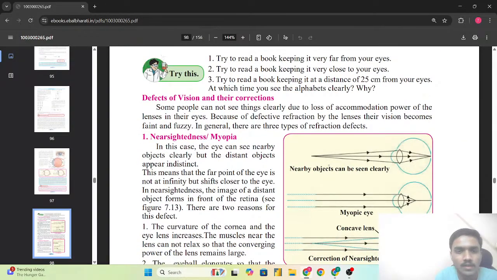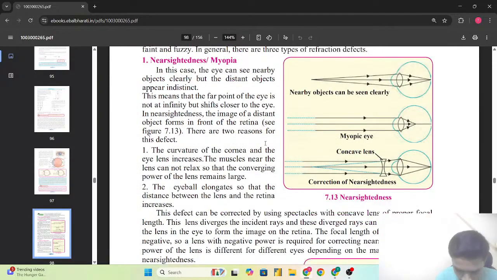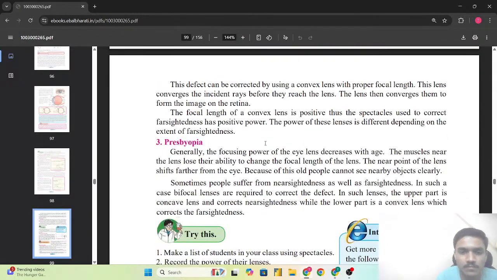In the next video, we will be seeing about the defects of vision and their corrections. That is nearsightedness, myopia, then farsightedness, hypermetropia, and presbyopia.